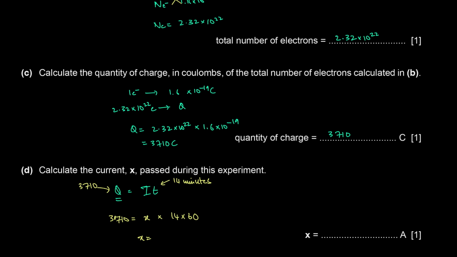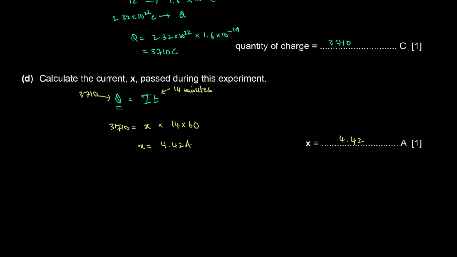So here, the current comes out to 4.42 amperes. Again, make sure the charge is taken in coulombs and time is taken in seconds. So the current is 4.42 amperes. All right.